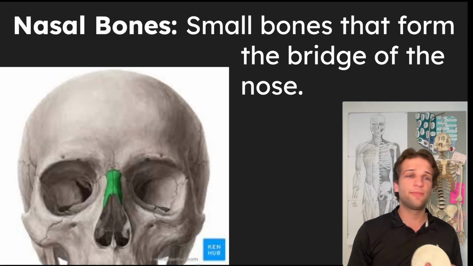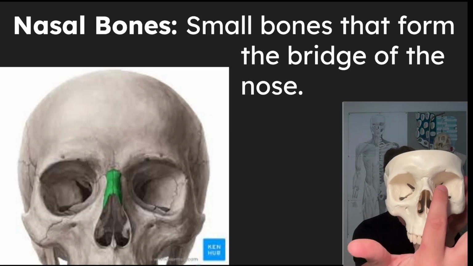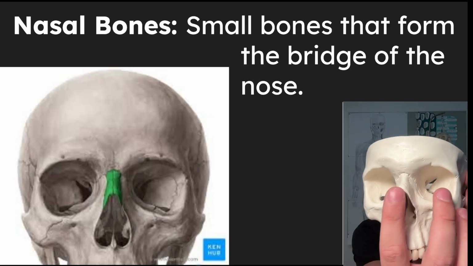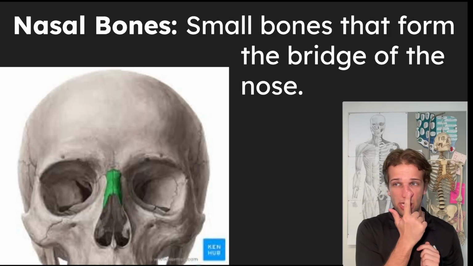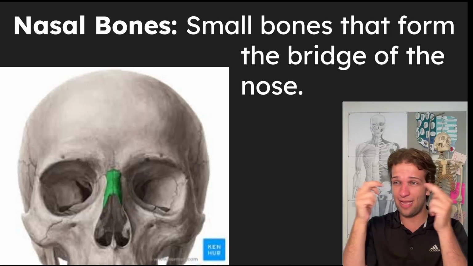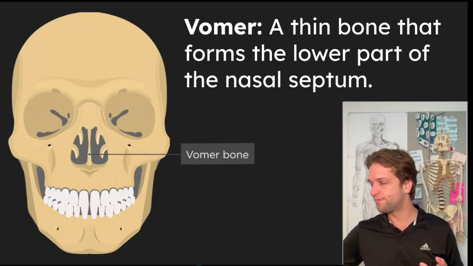We then have the nasal bones. These are probably the easiest bones to remember. They are the bridge of the nose, right? It's just these two bones that sit right on the top of the nose. Super easy, right? Most of your nose is cartilage, that's why it's wiggly, but there is actual bone up at the top, and that bone is our nasal bones.